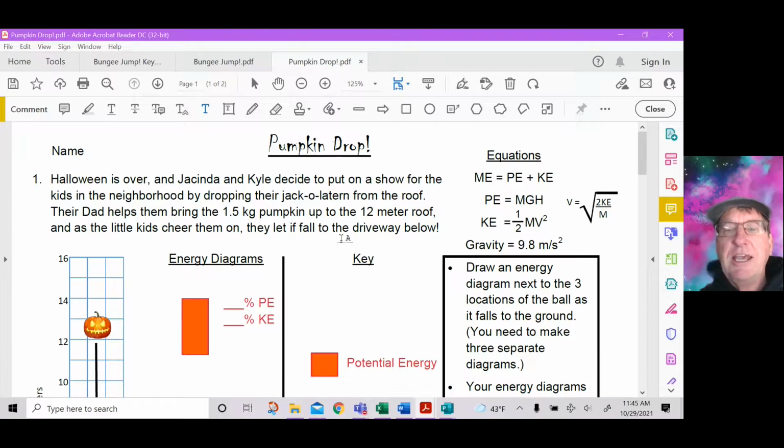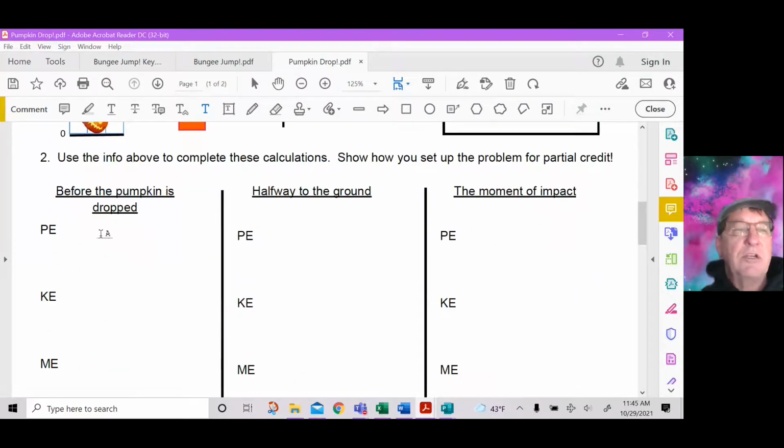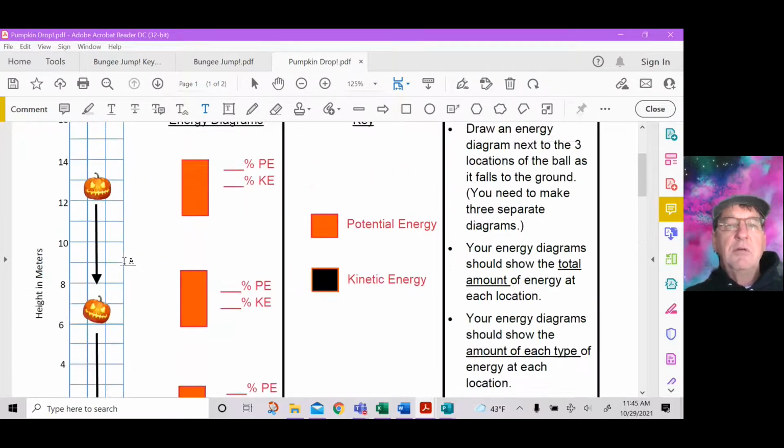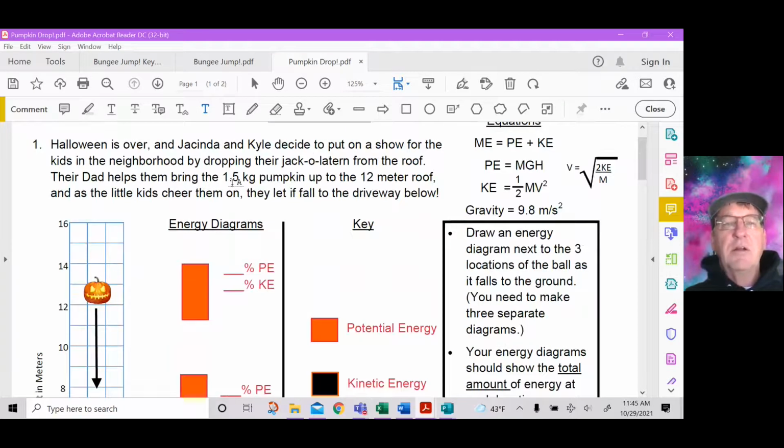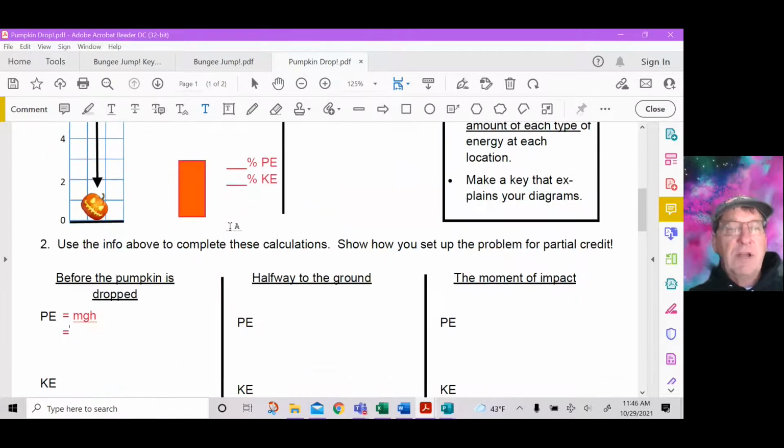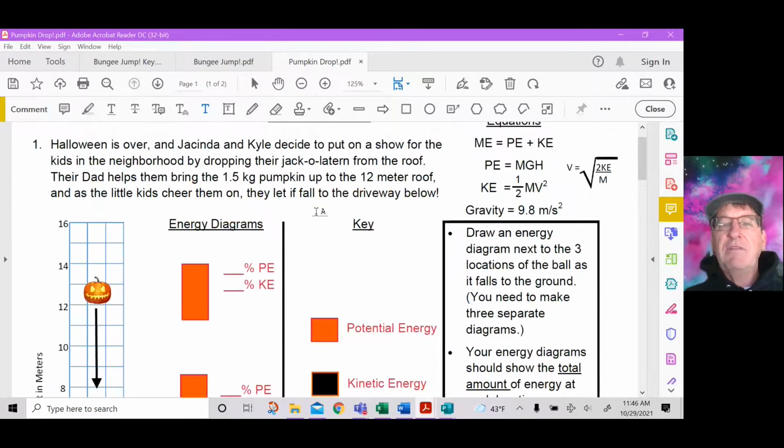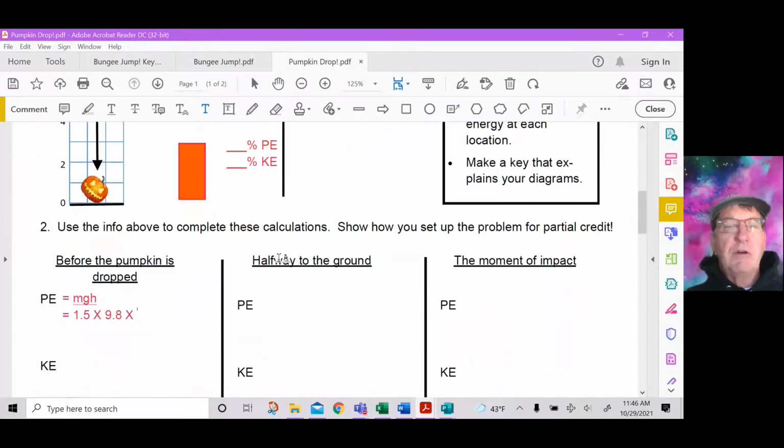PE equals mgh. So that's the equation we're going to use here. So that means I need to take the mass of the pumpkin. What was that? Here it is in the opening. 1.5 kilograms. I have to multiply that by gravity, which I remember is 9.8. And I have to multiply that by the height from where it fell. It was a 12-meter roof.